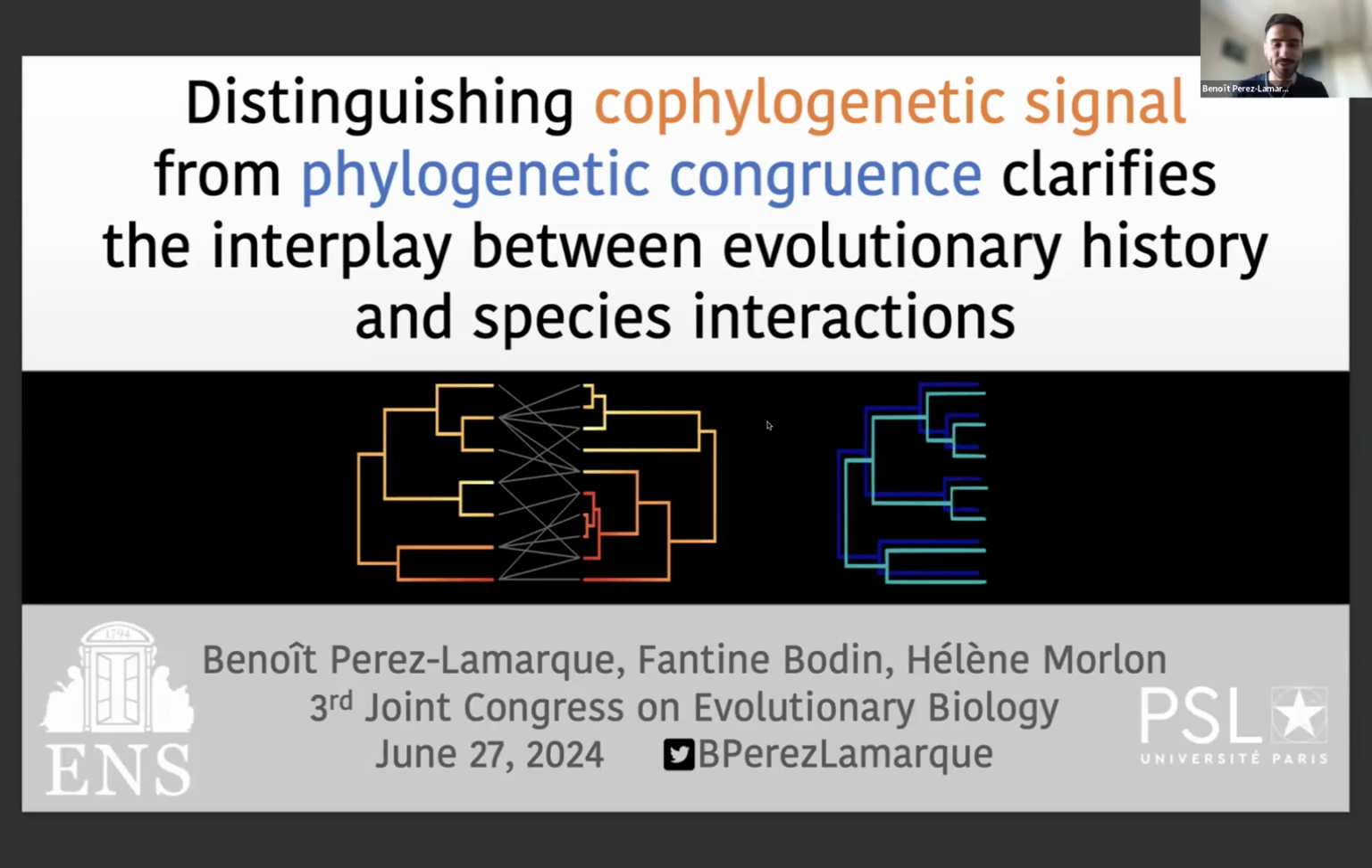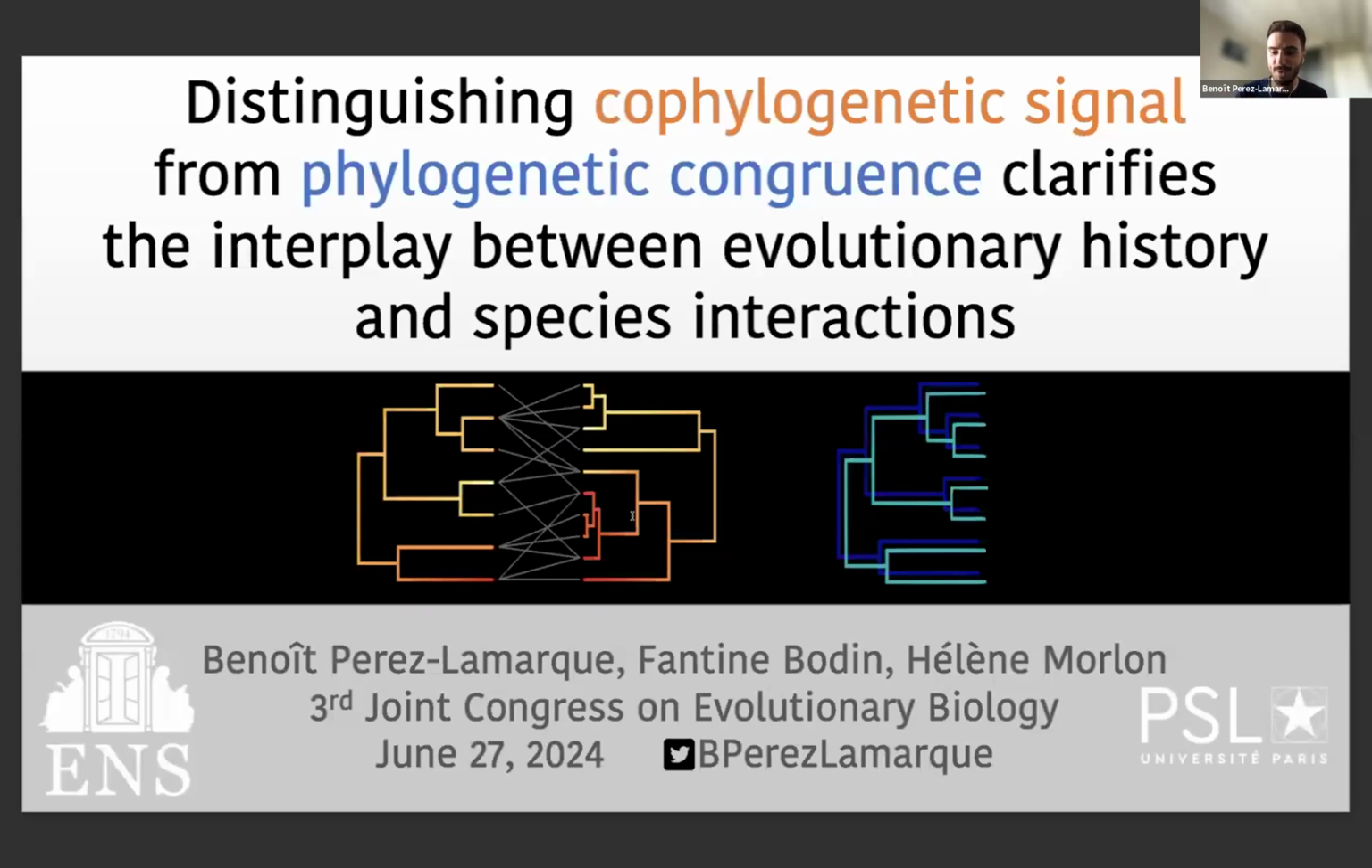Okay, so hello everyone. My name is Benoît Perez-Lamarck, and I'm a postdoc in the Institute of Biology of the ENS in Paris, and soon to be assistant professor at the University of Toulouse in France. Today I will present some of my work on distinguishing co-phylogenetic signal from phylogenetic congruence to clarify the interplay between the evolutionary history and species interaction. I will define all these different words that are in the title.